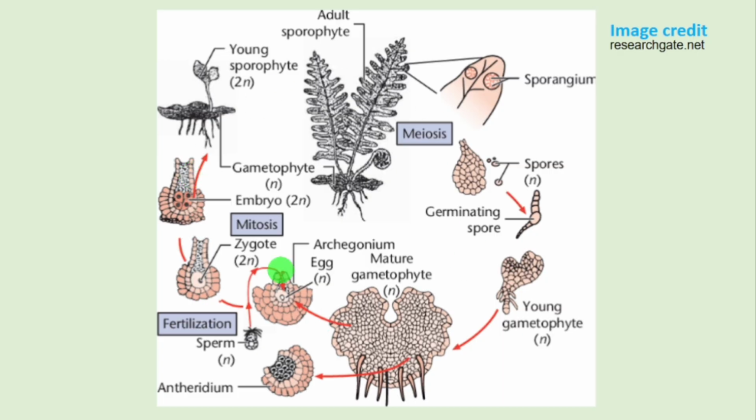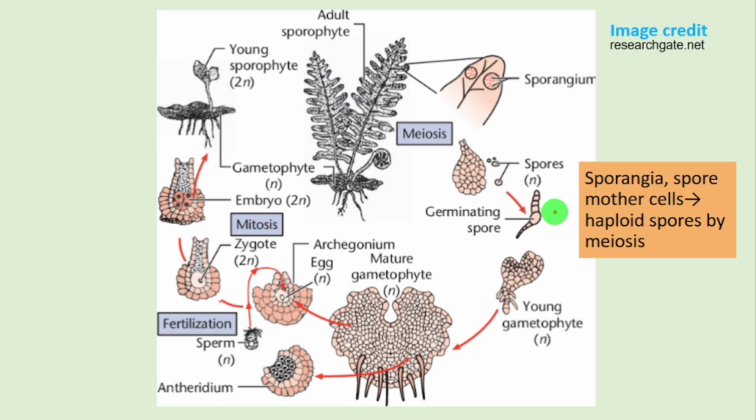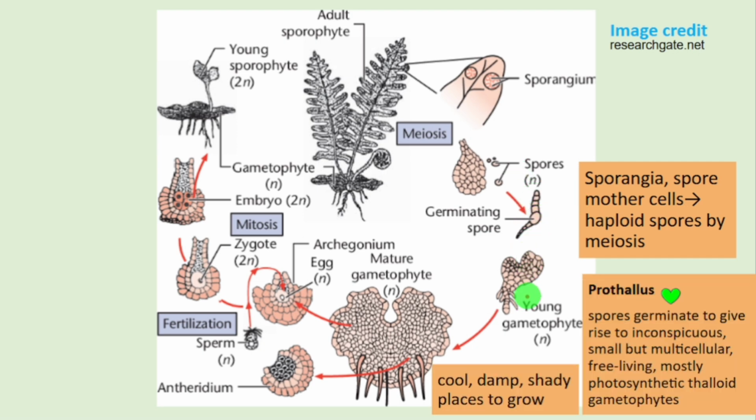So this is the life cycle of pteridophytes. We will begin from here. So in the sporangia, there are special cells which are called spore mother cells. They are diploid cells. So they undergo meiosis and form haploid spores. So the spores are released and they germinate, and then they will form a heart-shaped structure. So this heart-shaped structure is called prothallus.